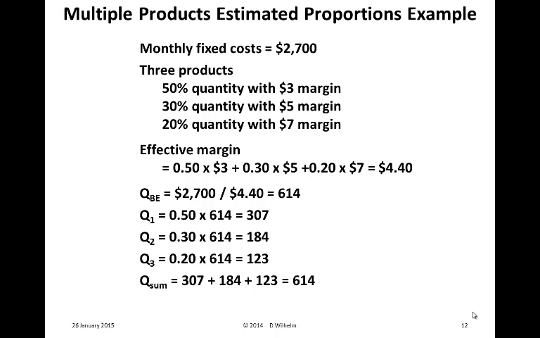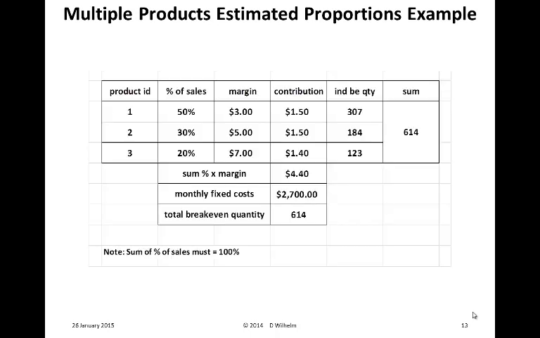Use the above proportions to multiply by the total break-even quantity to get the individual break-even quantities. And just as a sanity check at the end, sum the individual break-even quantities to make sure they come out to the total. I like to use Excel spreadsheets, and this is that same solution, only in an Excel spreadsheet version.